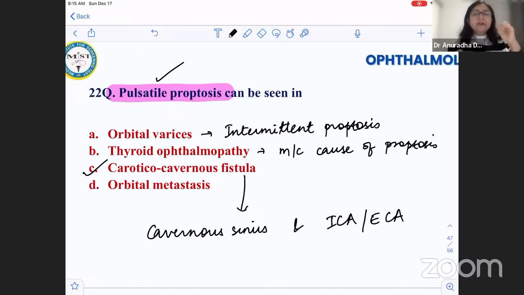So please remember this one-liner. Intermittent proptosis, which increases on Valsalva, coughing or sneezing, is seen in orbital varices. Pulsatile proptosis is seen in carotico-cavernous fistula. Among these, thyroid ophthalmopathy is the most common cause of proptosis in adults, beta.